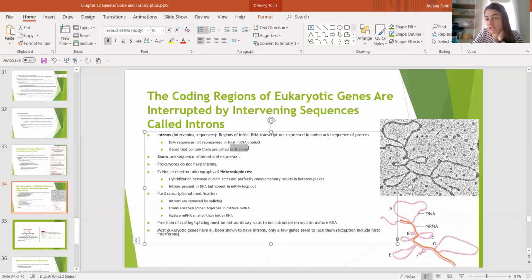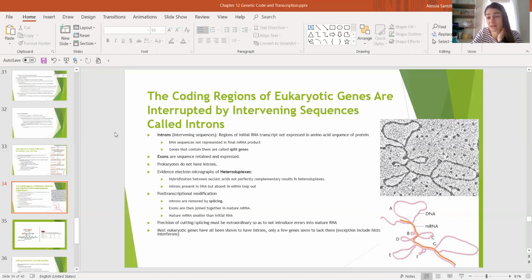Genes that contain them are called split genes. Basically, every single gene in eukaryotes, like in humans, are split genes. There's only a couple of genes that don't have any introns, and it's kind of strange. Those include things like interferon genes, or even, oh my goodness, I forgot the other gene. What's the other kind of gene? Histones. Histones, sorry. Histones don't have any introns.